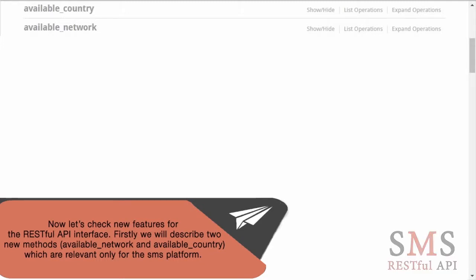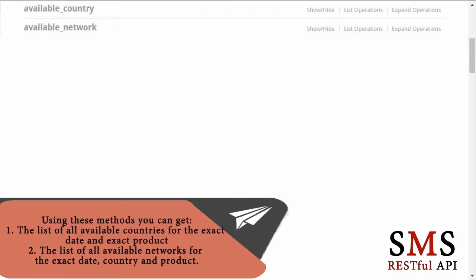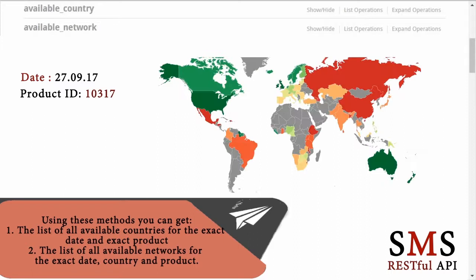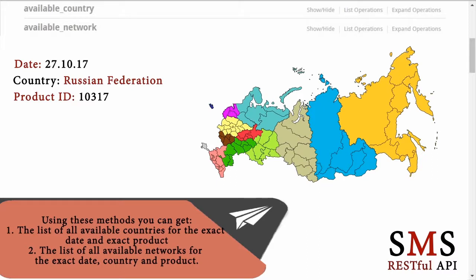Now, let's check new features for the RESTful API interface. Firstly, we will describe two new methods, available network and available country, which are relevant only for the SMS platform. Using these methods, you can get the list of all available countries for the exact date and exact product, the list of all available networks for the exact date, country and product.